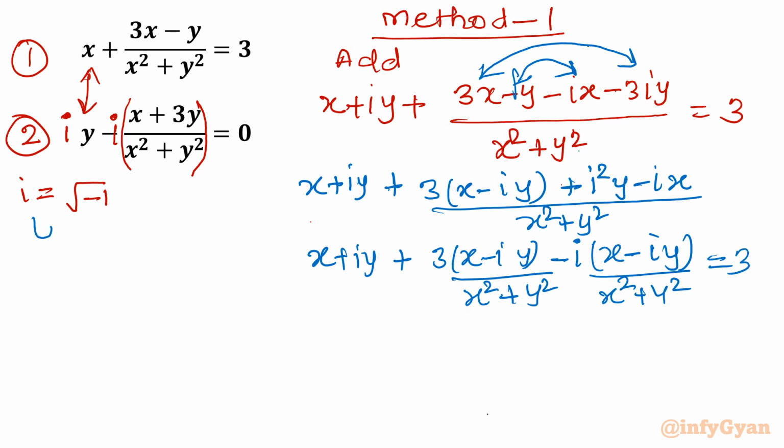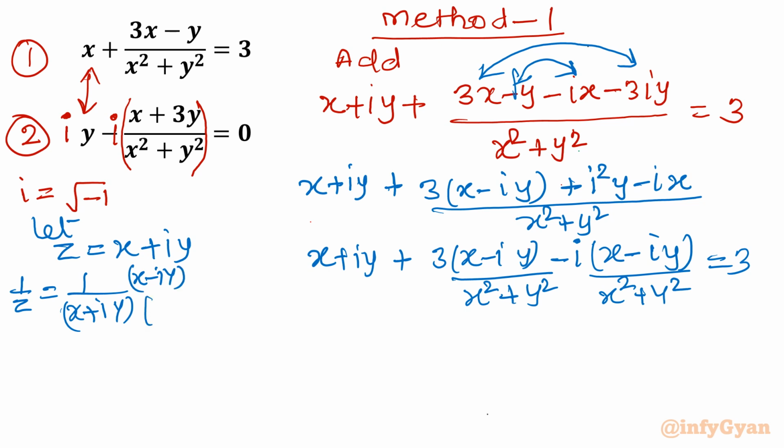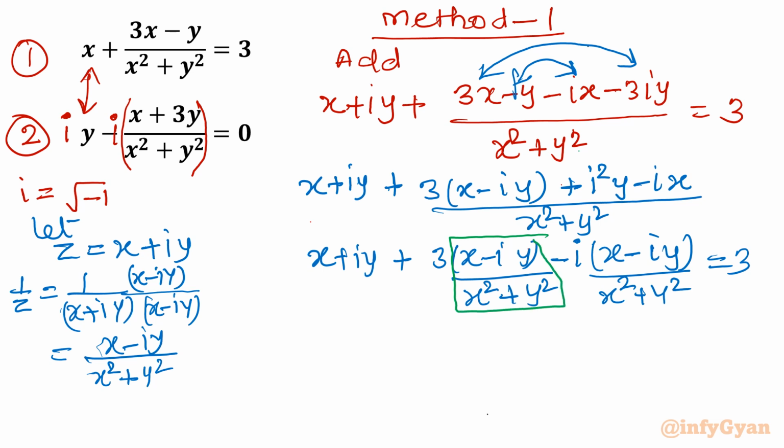Now I will consider, let z is equal to x plus iy. So 1 over z, if you will find out, you will write 1 over x plus iy. Now rationalize it, x minus iy, x minus iy, difference of two squares in the denominator, a square minus b square, so denominator will be x square plus y square, and numerator is x minus iy. Now you can see your equation. This term will be replaced with 1 over z. This term will be replaced with 1 over z. Both are 1 over z, and this is z.